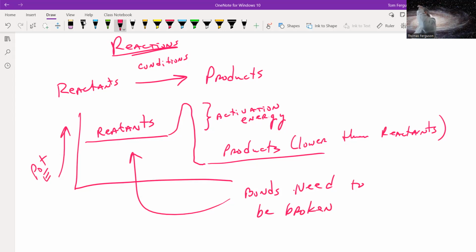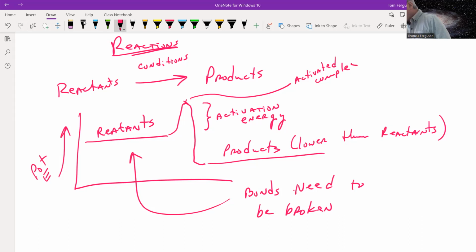Okay, first thing, we need to break up the bonds in the reactants. That's done by the activation energy. So instead of a nice molecule, it's all broken up in little pieces. And right there is the mix. That's called the activated complex. Activated because we've applied activation energy to it. So all those break up.